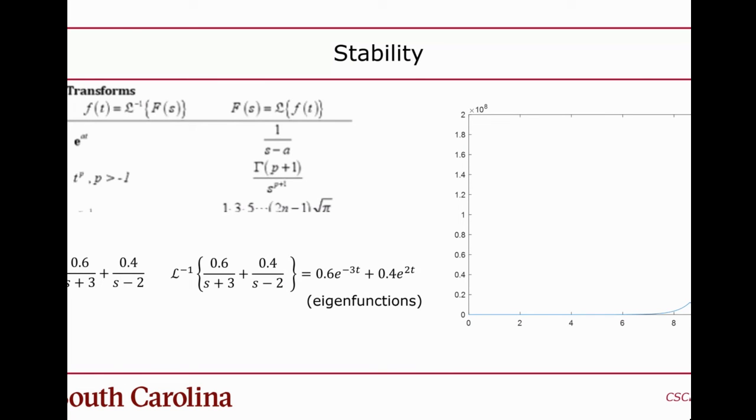whatever. In this case, I went from 0 to 10, and what you're looking for is just a shape to see if the shape of that curve that you get is bounded or not bounded, and that'll tell you whether the system, or the system described by the transfer function, is stable.